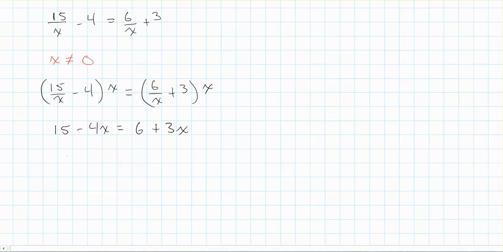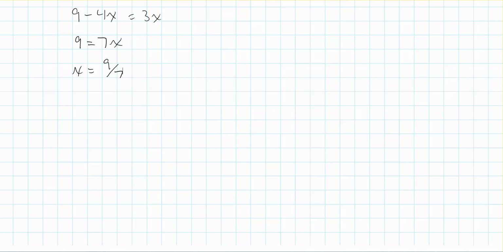So I would go ahead and subtract 6 from both sides. Now you'll see I won't always write the minus 6. I'm just going to say I'm subtracting 6 from both sides. 15 minus 6 is 9. So I have 9 minus 4x is equal to 3x. And then we'd add 4x to both sides. So you get 9 is equal to 7x. Dividing both sides by 7, x is equal to 9 over 7. Now it's okay to show your work like this. If you don't like the fact that I didn't write the minus 6 on both sides and you prefer doing that, that's fine. But you don't have to write the minus 6 on both sides.